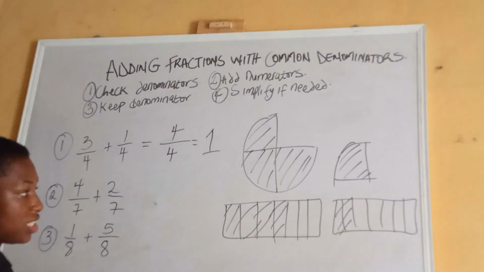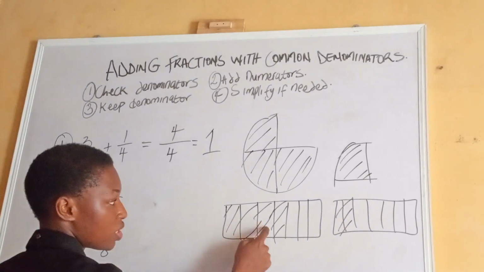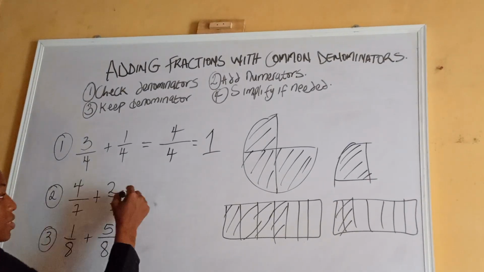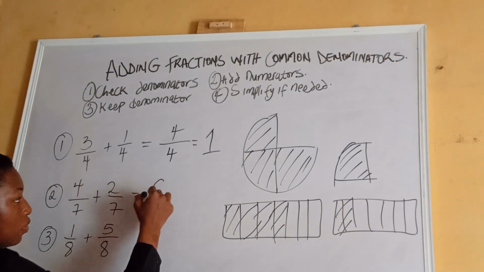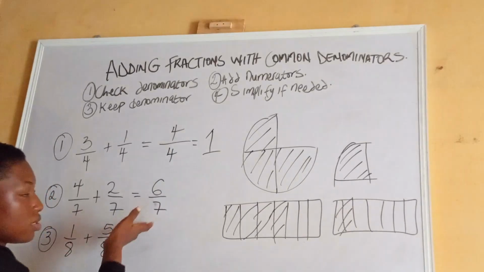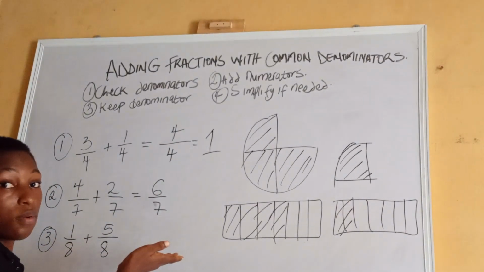How many bar is shaded here? This is 1, 2, 3, 4, and then 1, 2. That's what, 6 altogether. See the same thing over here. You have 6 all over 7. That's your answer. Now, you can't simplify this because this is in its simplest form, right?